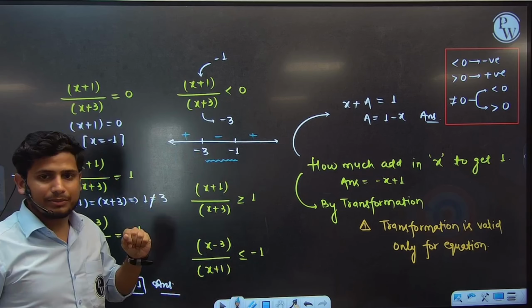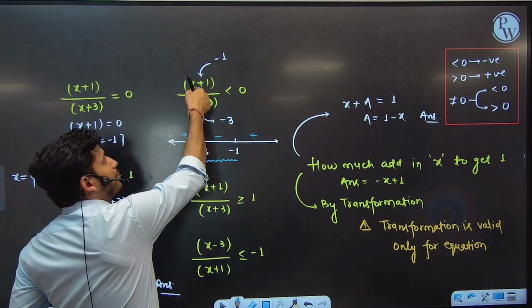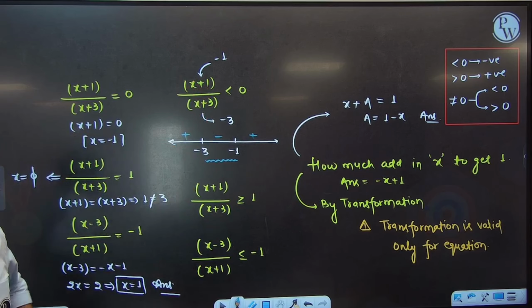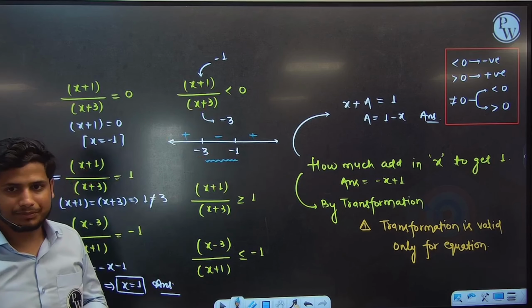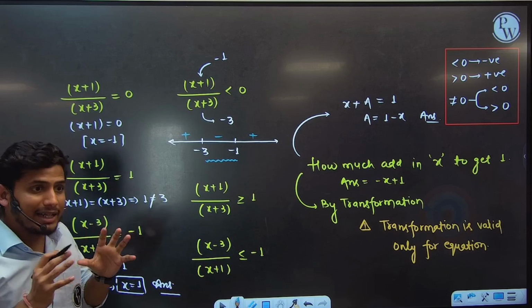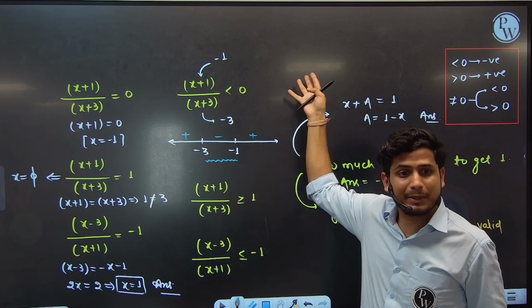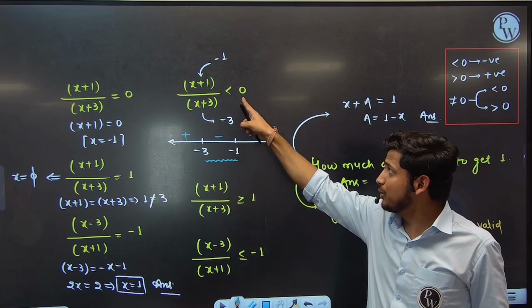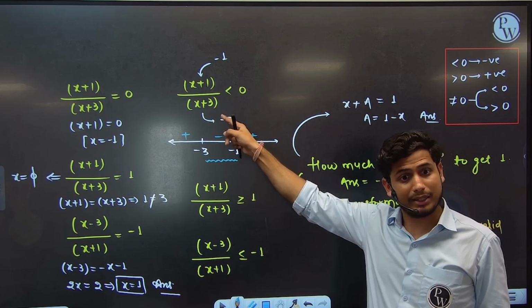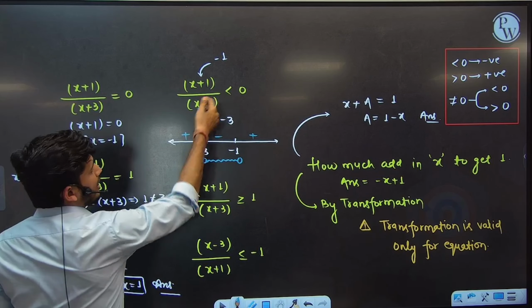Think at these values. Here only negative, not the equal to part. Put minus 3 here: undefined, because minus 3 plus 3 is 0, and upon 0 is undefined. Put minus 1: 0. So we can't include the factor of the denominator, because it makes the expression undefined. That's why we exclude this part, and the numerator values are also excluded because it is strictly less than.